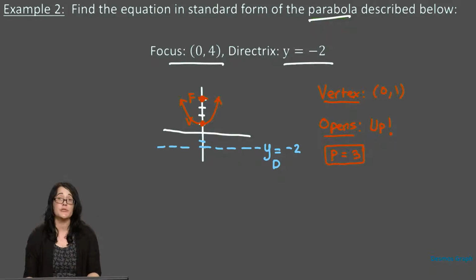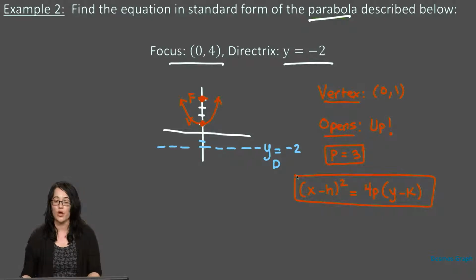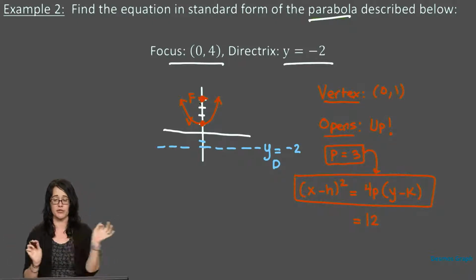Now that you know it's opening up, do you remember which variable should get squared in your equation? That's right, x. So the equation should be x minus h squared equals positive or negative 4p. If it's opening up, that's positive 4p times y minus k. So what do we do now? Well, we fit our equation with the information that we have at our disposal. We know what p is. P is 3, so its latus rectum, or its coefficient, should be 4 times 3, which is 12, which means that if I wanted to draw a line segment going through the focus, it should have a total length of 12, 6 in each direction.